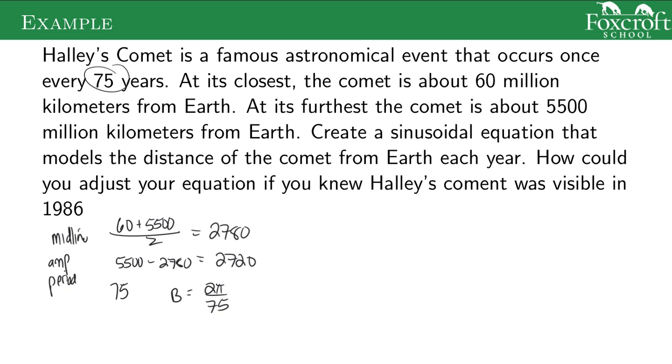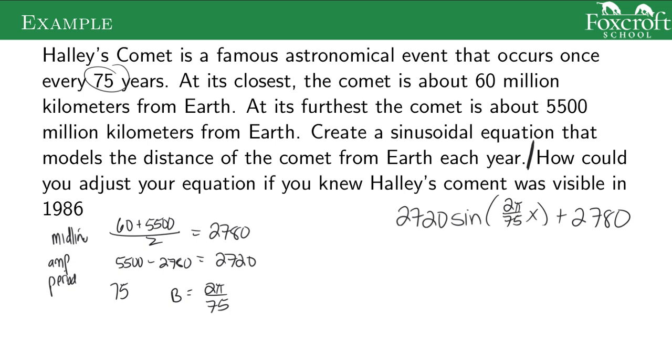All right, and this one just says create a sine equation that models the distance of the comet from Earth each year. That doesn't really tell you where it is right now or if you're starting at lowest. For this one, you can really do anything. So it's going to be 2720 sine or cosine of 2 pi over 75 x plus 2780. If it doesn't tell you to start at a certain point, then you can just pick either sine or cosine. All right, so that gives us up to here.